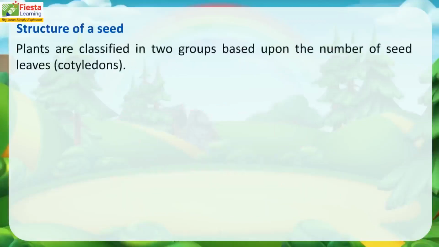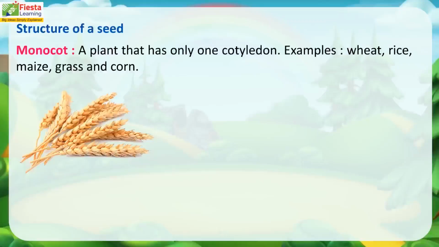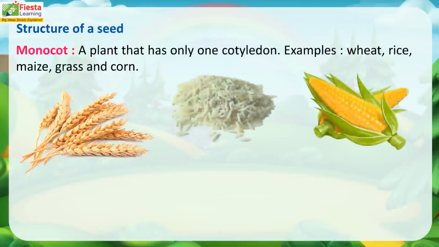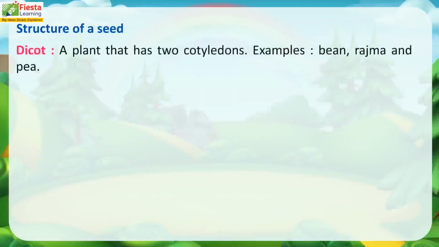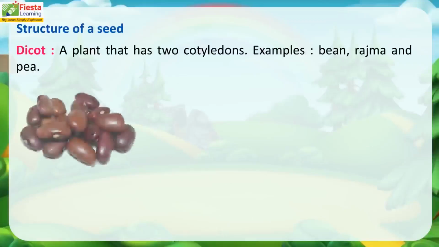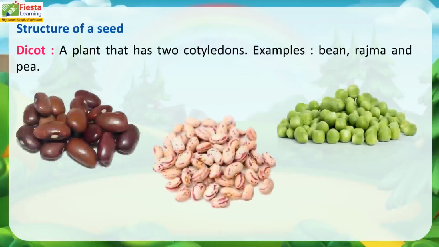Plants are classified in two groups based upon the number of seed leaves, cotyledons. Monocot, a plant that has only one cotyledon. Example: wheat, rice, maize, grass, and corn. Dicot, a plant that has two cotyledons. Example: bean, rajma, and pea.